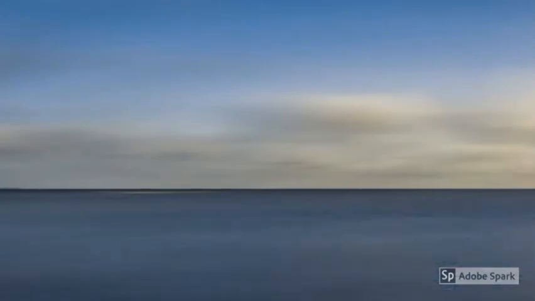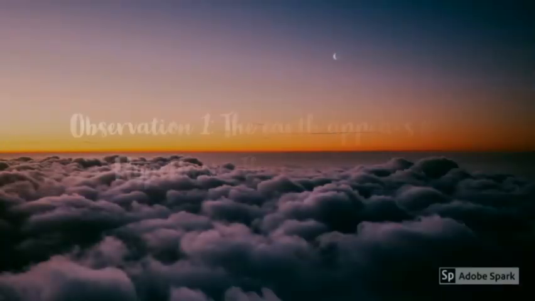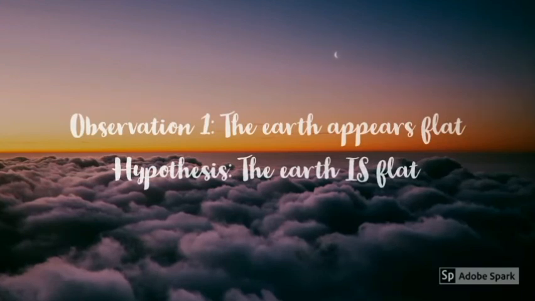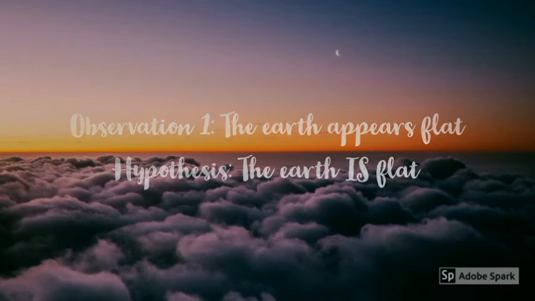In Lesson 1, we shared the observation that the Earth appears flat. In this lesson, we are going to share another observation and weigh our hypothesis between the two observations. Okay, so here are the things to remember. Our first observation is that the Earth appears flat. Then we have our hypothesis, which is that the Earth is flat. It doesn't just appear flat, it is flat.